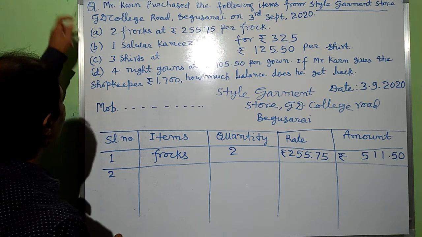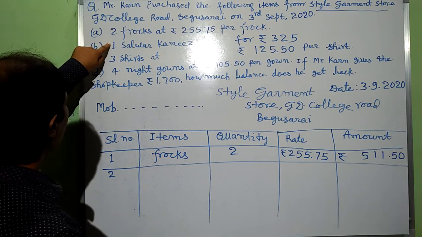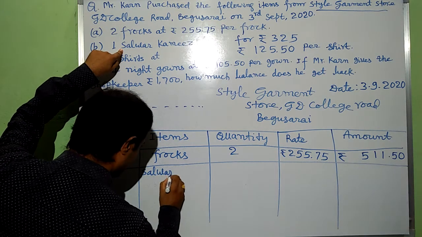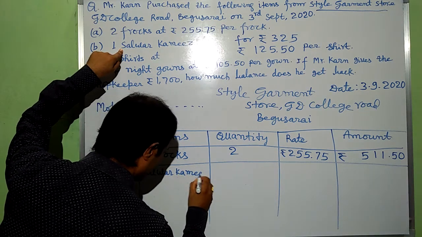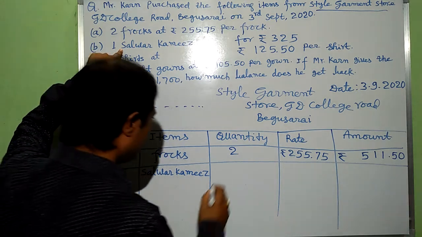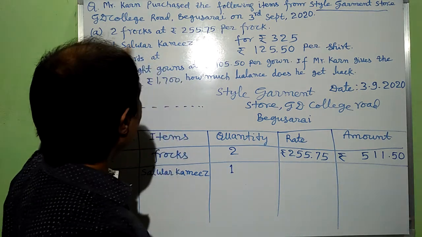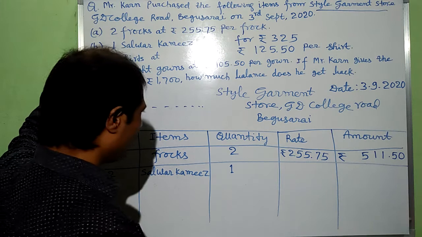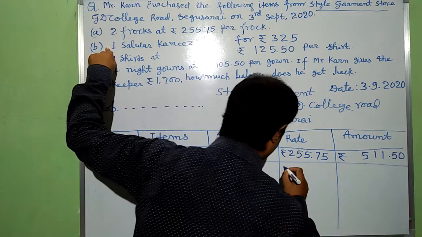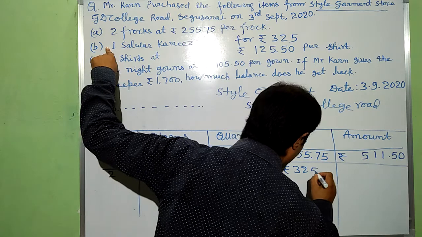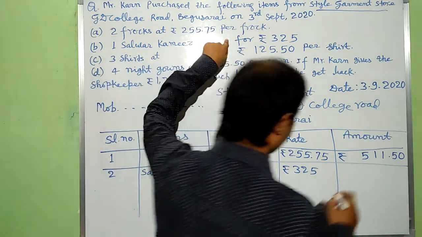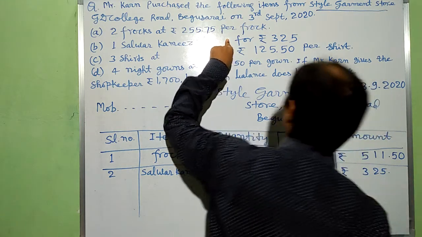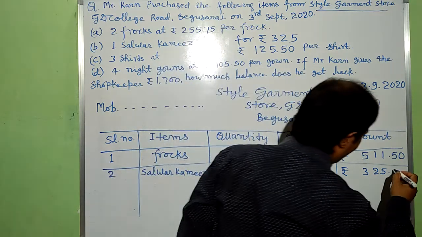Second item is salwar kameez. Quantity is 1 only. Its rate is rupees 325. Rate and amount will be the same because quantity is only 1 here. 325. Total cost will be rupees 325. We need to write it in decimals like this.